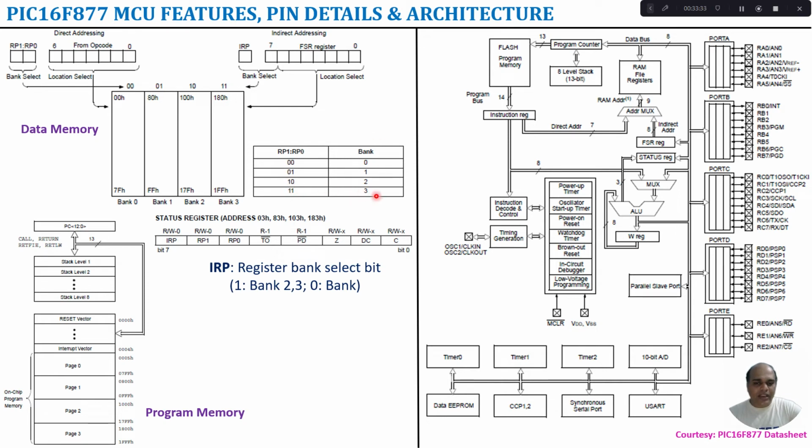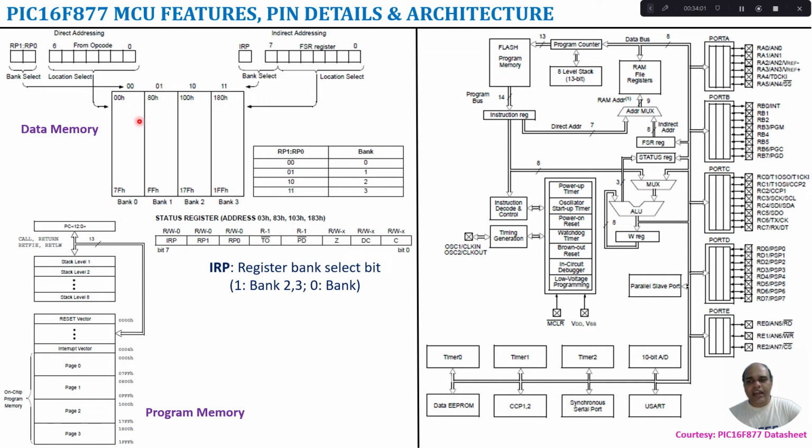So bank selection is taken care of by RP1 and RP0, and the location selection in a particular bank is taken care of by the 7-bit address in our instruction. 7 bits means 2 power 7, which is 128 bytes. So we can access any location in a particular bank.